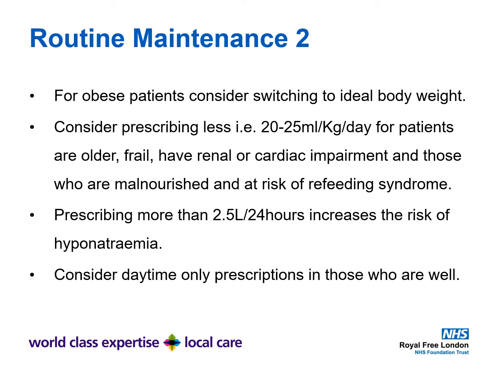For obese patients, consider switching to ideal body weight and consider prescribing less, i.e. about 20 to 25 mils per kilo per day for patients who are older, frail, have renal or cardiac impairment, and those who are malnourished and at risk of refeeding syndrome. It's important to note that prescribing more than 2.5 litres over 24 hours does increase the risk of iatrogenic hyponatremia. Consider daytime only prescriptions in those who are well.